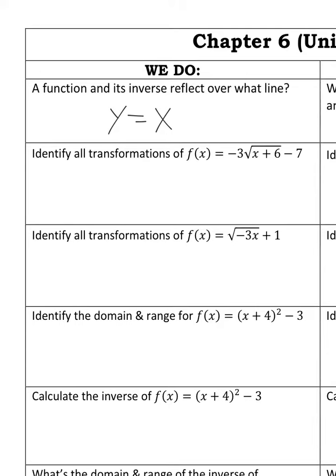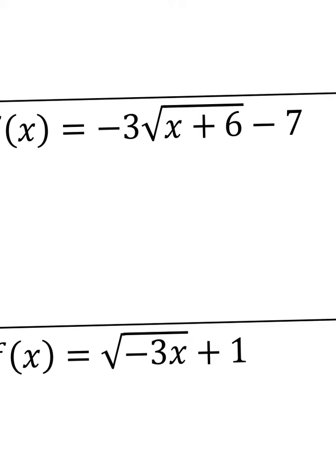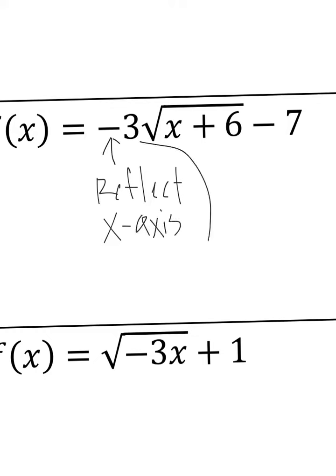Identify all transformations of f of x equals negative 3 times the square root of x plus 6 minus 7. So, if you have a negative on the outside, it is going to reflect across the x-axis, okay? So if it's on the inside, it would reflect across the y-axis, all right? If there's a number multiplying on the outside, and it's bigger than 1, doesn't matter if it's positive or negative, just if it's bigger than 1, which 3 is, then it is going to be a vertical stretch, okay?